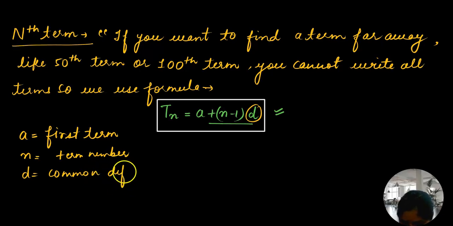Common difference. And what is Tn? Tn is the nth term which we are finding. So plug this value into the formula.